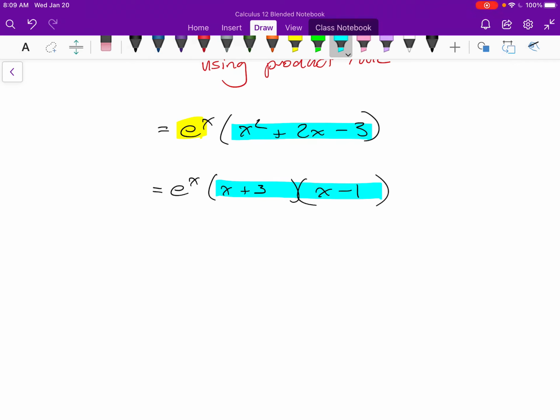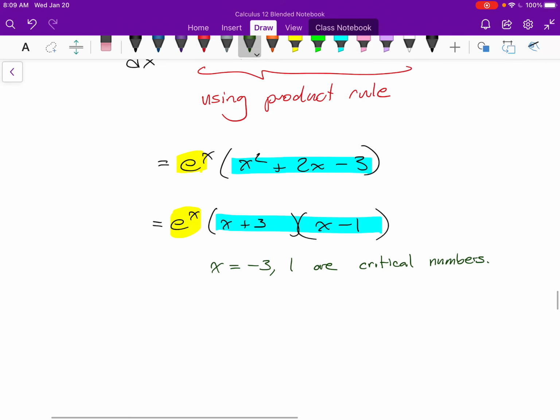So in terms of finding my critical points, I can see they must be at 1 and negative 3 only. Again, the factor of e to the power of x will never equal 0, and so I know there are only 2 critical points. So x equals negative 3 and 1 are my critical numbers, and those are the only ones. This derivative will always be defined. If I look at it, it's very similar to the first function we had. So there are no other critical points.